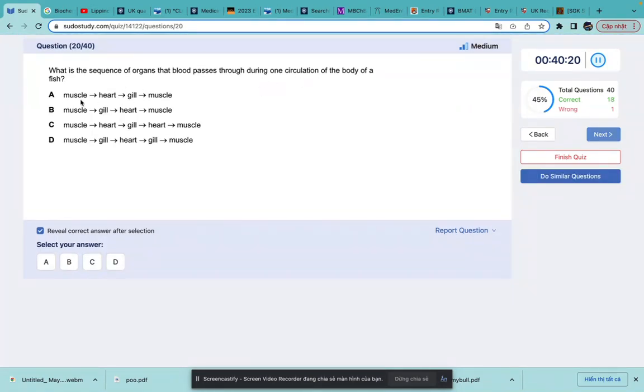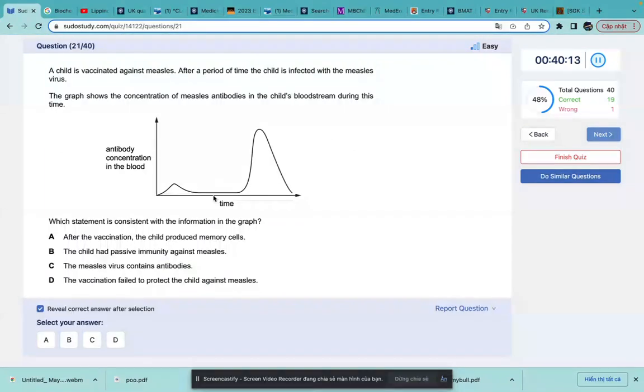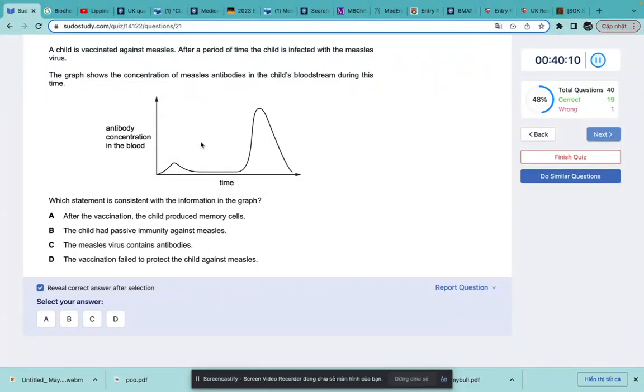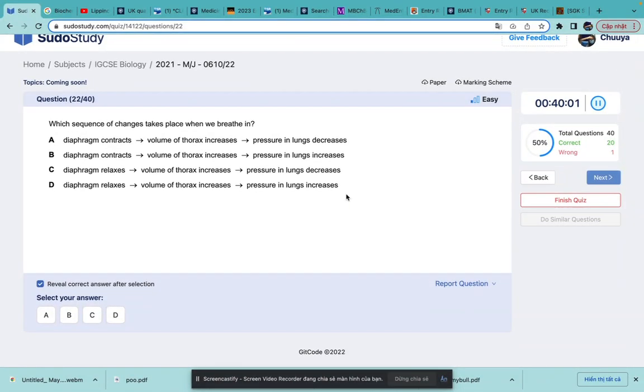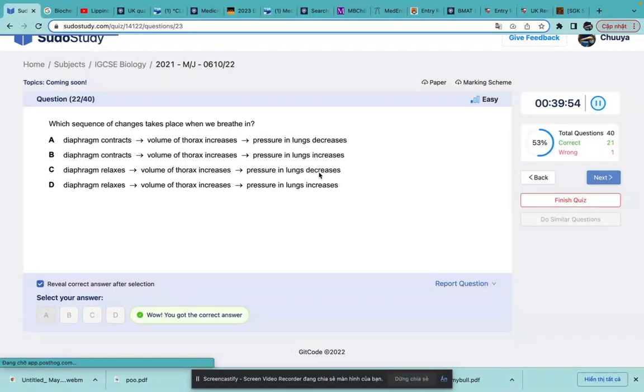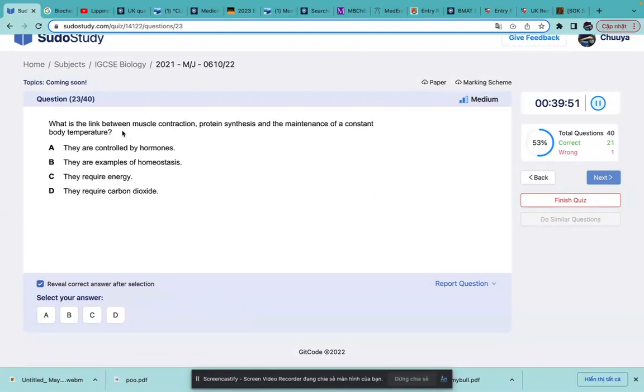One circulation of a body, fish. So muscle, heart, gill, muscle. Just one circulation. The child has produced memory cells, hence why so many antibodies. Let's breathe in together. Diaphragm contracts, pressure in the lungs decreases. That's contraction, photosynthesis, and concentration. They all require energy in order to do that.